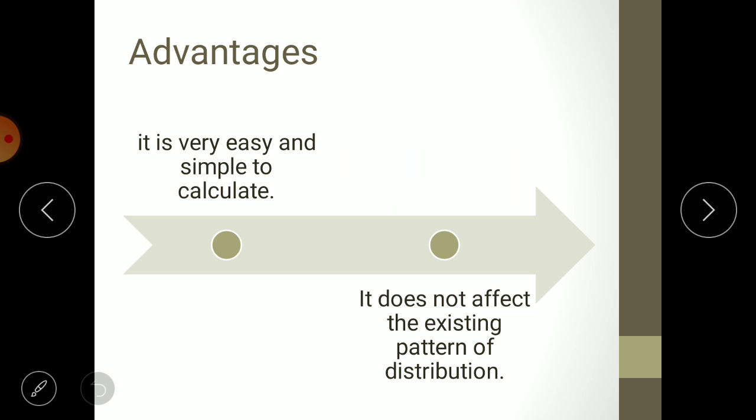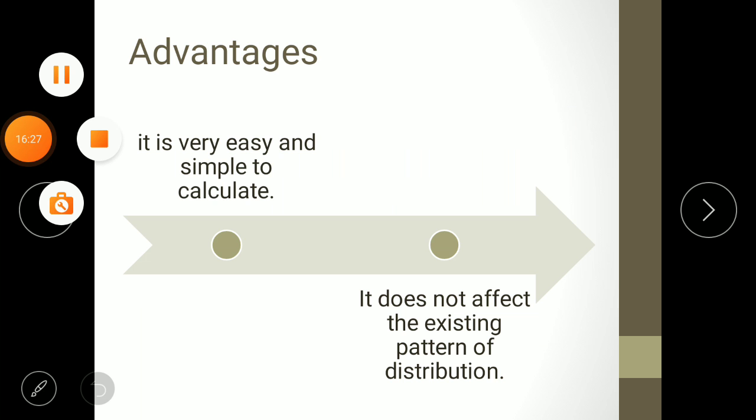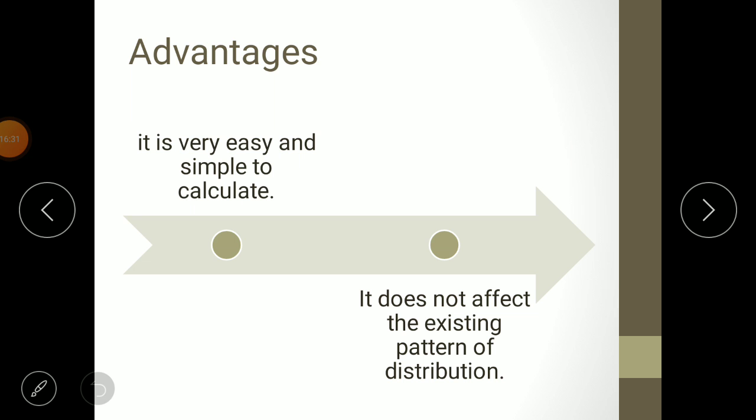Now let us see the advantages of proportional tax. There are two advantages only. First one, it is very easy and simple to calculate. Yes, it is very much easy.